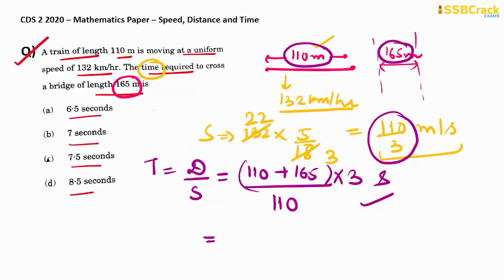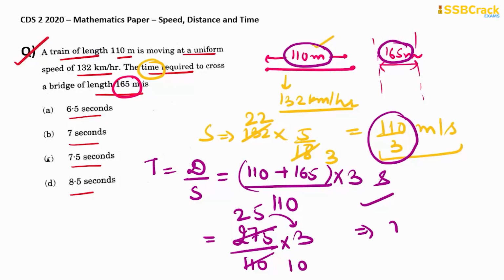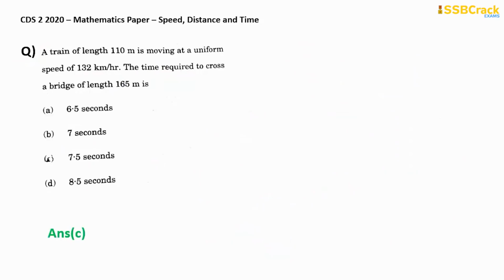So it will be equal to 275 divided by 110 into 3. Here we know that 11 ones are 11, 11 twos are 22 and 11 fives are 55. Then we know that 25 threes are 75, divided by 10. So it will be 7.5 seconds. Hence the answer for this question should be option C. Let's check. Yes, option C is correct.